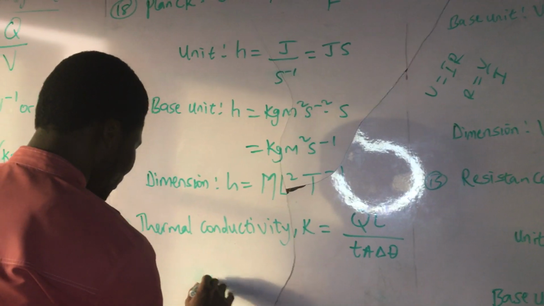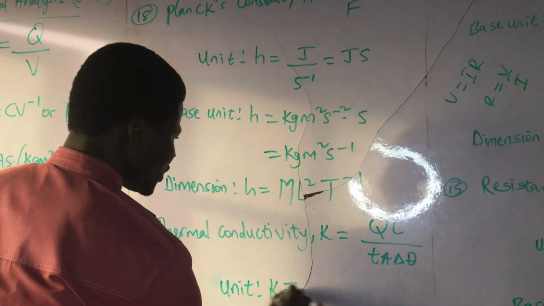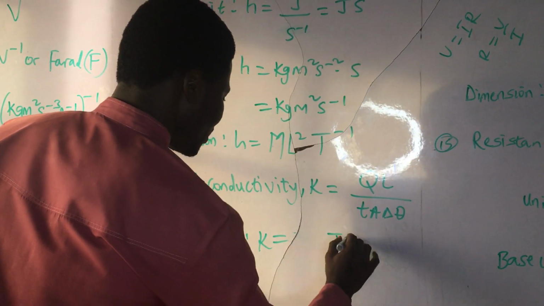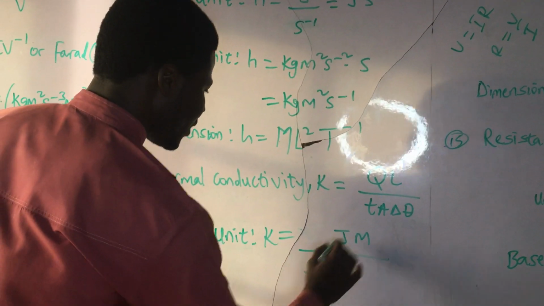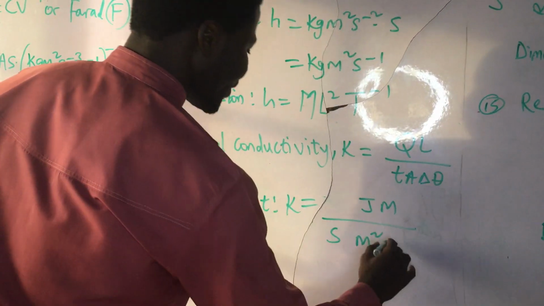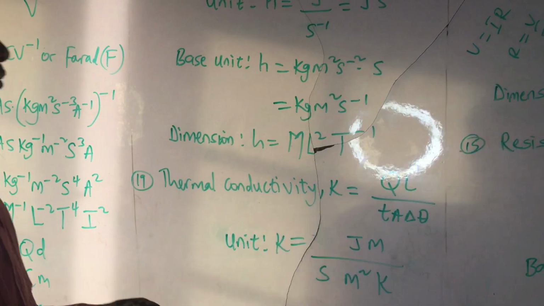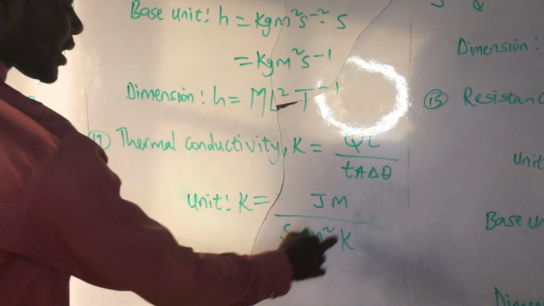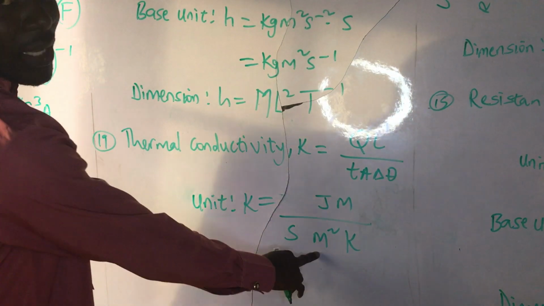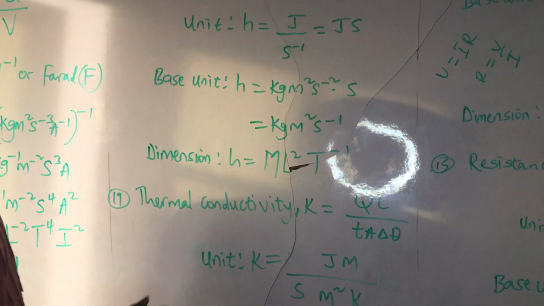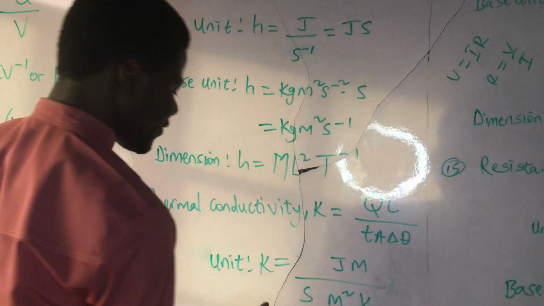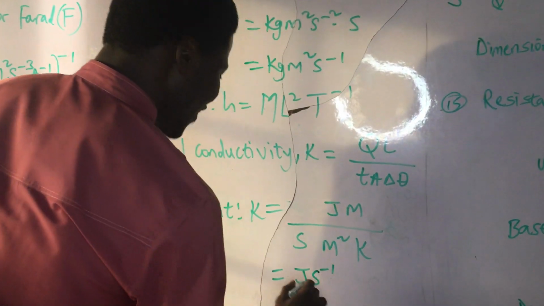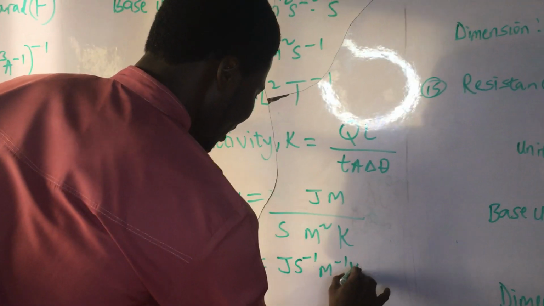So units now. Quantity of heat is measured in joules. Distance is in meter. Time is in seconds. Area, meter square. Temperature in Kelvin. After you bring that together, we have joule. 1 meter, you cancel 1 meter here. We have just 1 m here. If that m goes up, it becomes per meter, right? So if second also goes up, it becomes per second. We have per second, per meter, per Kelvin.